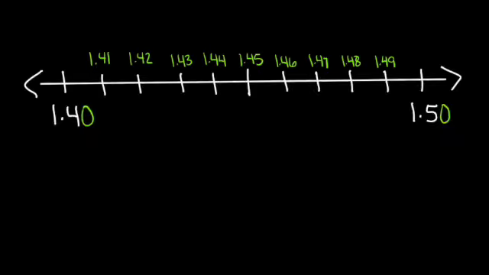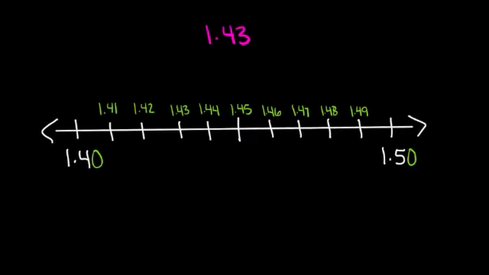Okay, and so it should look something like this, where the first tick mark after 1 and 4 tenths would be 1 and 41 hundredths, 1 and 42 hundredths, and so on, all the way to 1 and 49 hundredths, and then 1 and 50 hundredths. Okay, so in order to plot 1 and 43 hundredths, I would need to break my number line down or zoom in on my number line so that I can show hundredths. And 1 and 43 hundredths is right here.